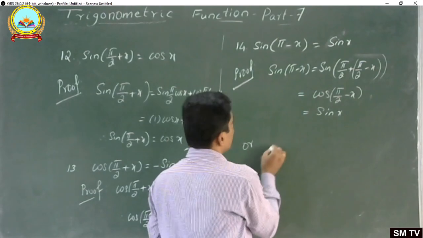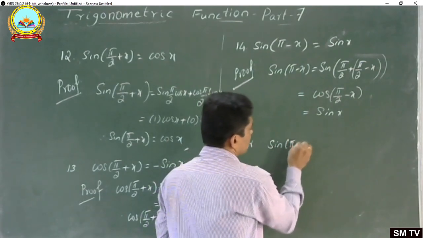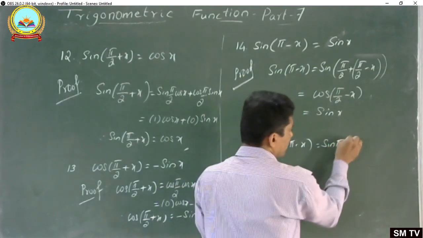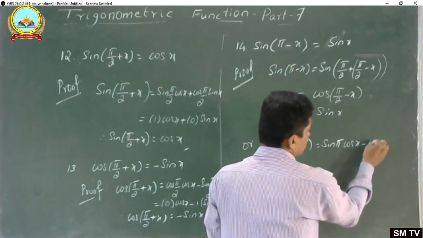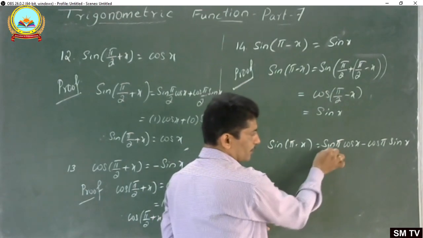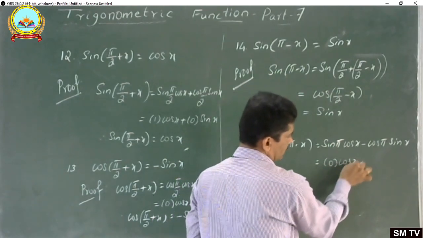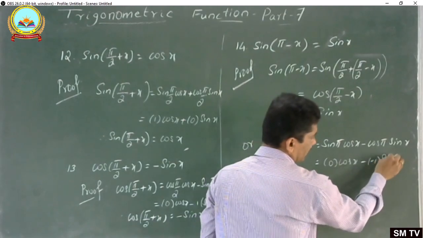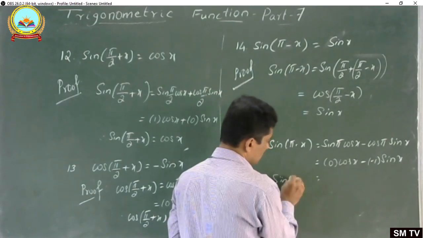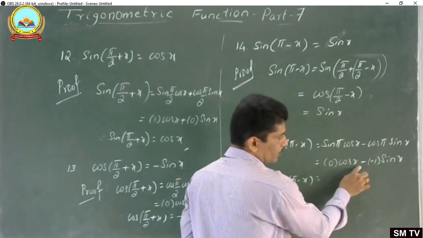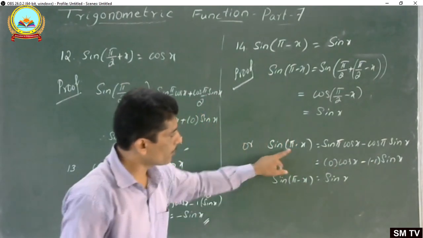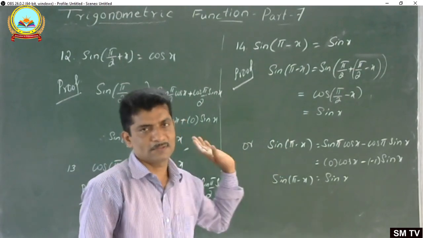Or using the compound angle, also sine of pi minus x. Using x equal to pi, y is equal to x, you rewrite sine pi into cos x minus cos pi into sine x. Then you can write the results. What is the value of sine pi? 0 into cos x. Cos pi means minus 1 into sine x. Therefore, sine of pi minus x is equal to 0, minus minus, which is plus, into sine x, which means sine x. Therefore, the sine of pi minus x is equal to sine x.